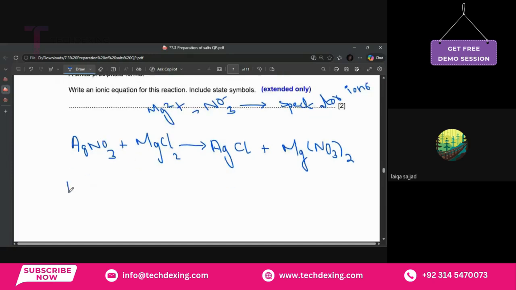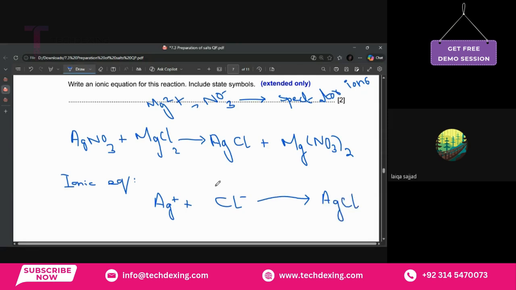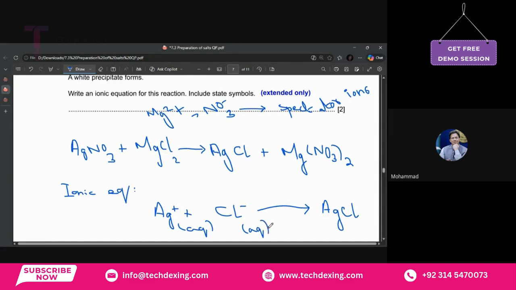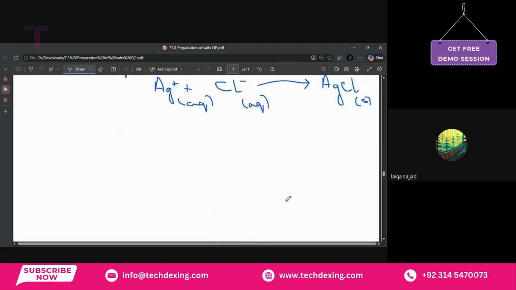So the ionic equation would be simply Ag+ plus Cl-, and we will get AgCl. Now tell me the state symbols. Ag+ will be aqueous, very good. Chloride will be aqueous, and silver chloride will be solid. Very good. Okay, moving forward.